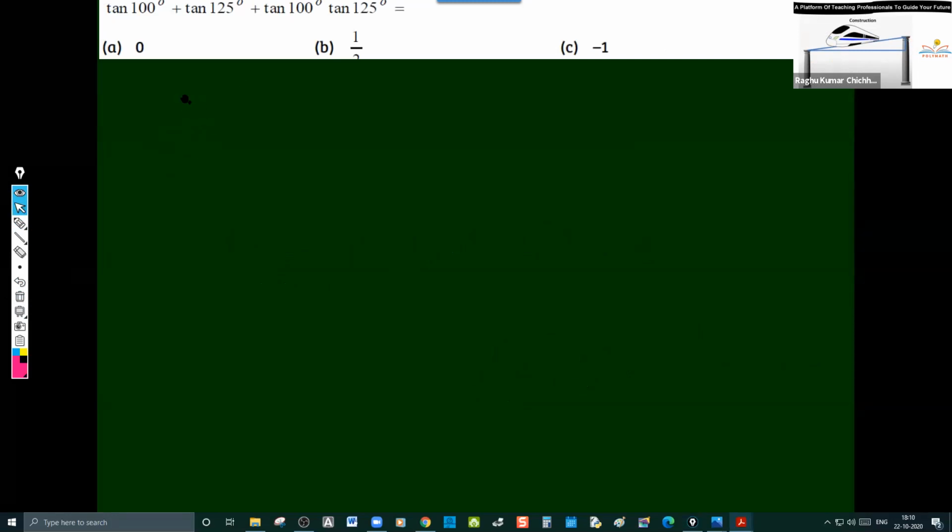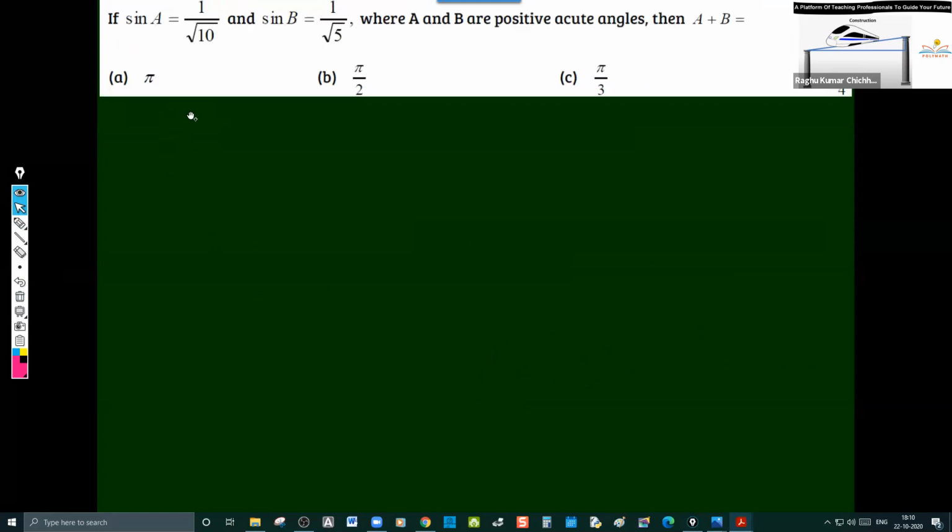This is also a tricky problem, a simple problem, but tricky. We'll be doing that. This one, I think you asked now, but here both are acute angles only. Whatever the problem you asked, we'll be doing that in the next session.